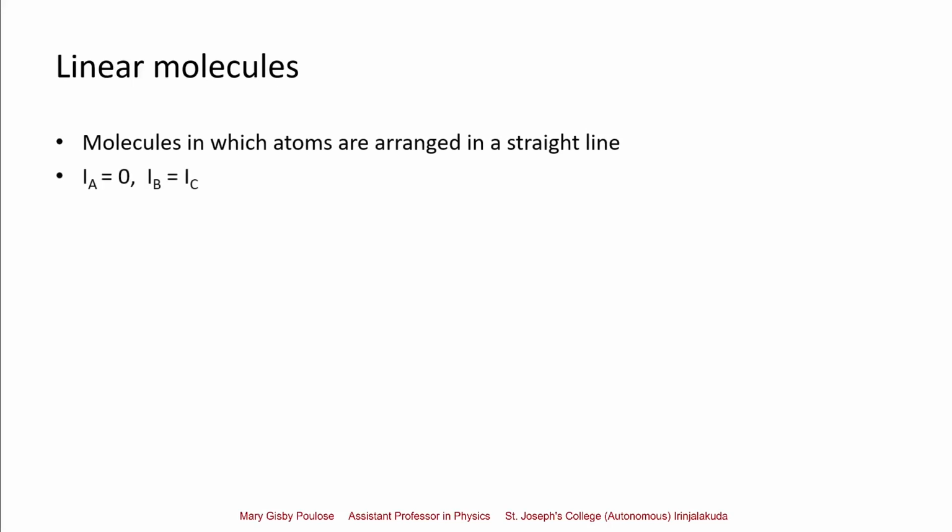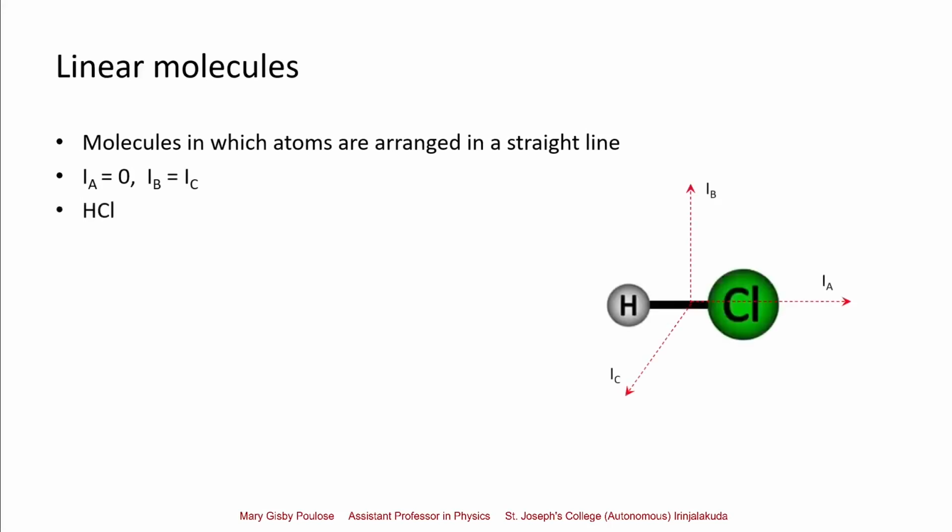The first one is the linear molecules. In linear molecules, the atoms are arranged in a straight line. Here, IA will be equal to 0 and IB will be equal to IC. One of the examples is the hydrogen chloride molecule. Here we can see that the center of mass is shifted slightly towards the chlorine atom. That is, chlorine is heavier than hydrogen. Hence, the center of mass is nearer to the chlorine atom.